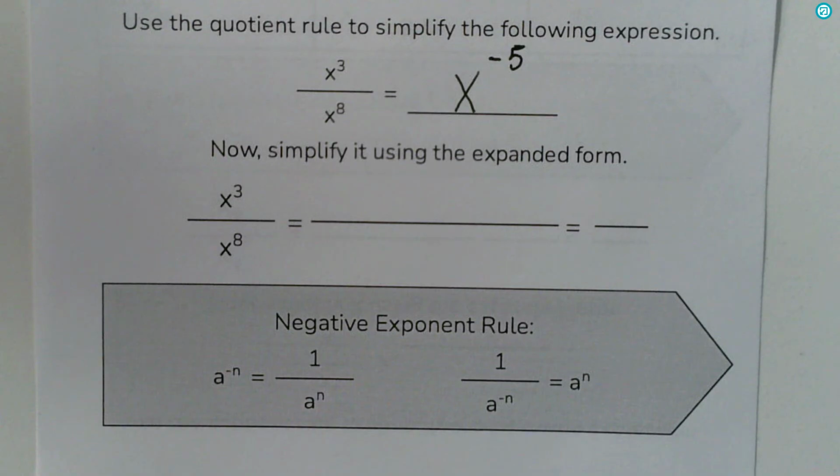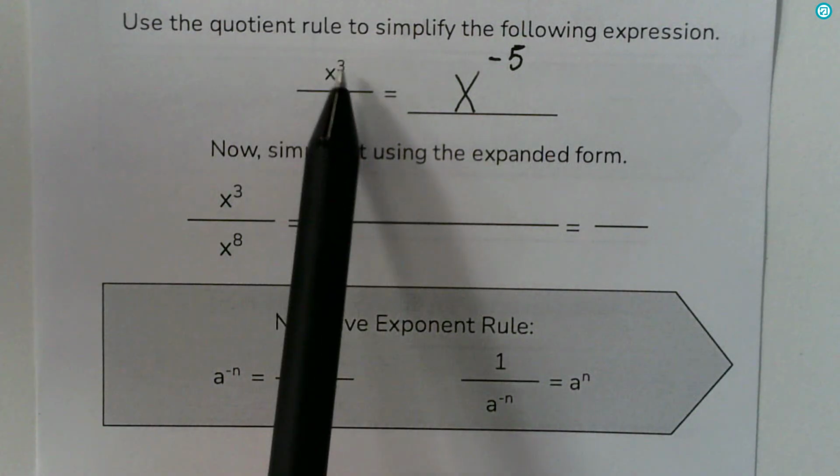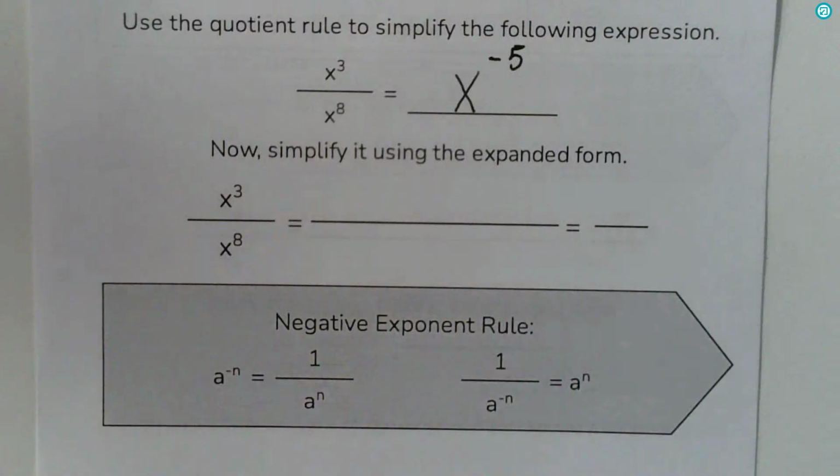Okay. We do not like negative exponents. A negative exponent will never be in its most simplified form. You always have to make your exponents positive. So now we are going to do this problem again, x to the third over x to the eighth, but we're going to use expanded form to do it.